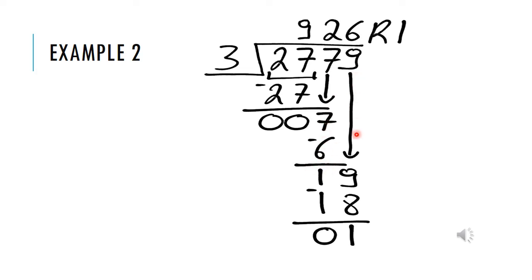Now I bring down the next digit. Since I brought down a digit, I should repeat all the steps. I ask myself, how many 3's do I need to get 19 or almost 19? 3 times 6 is 18. 3 times 7 is 21. So I have to use the 3 times 6. I write the 6 in the quotient next to the 2. What's 3 times 6? It's 18. I write 18 under the 19. Now I have to subtract 19 minus 18. It's equal to 1. 1 is the remainder.